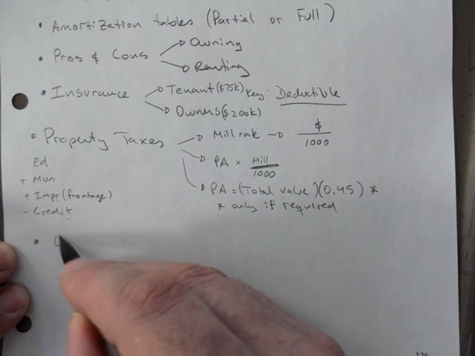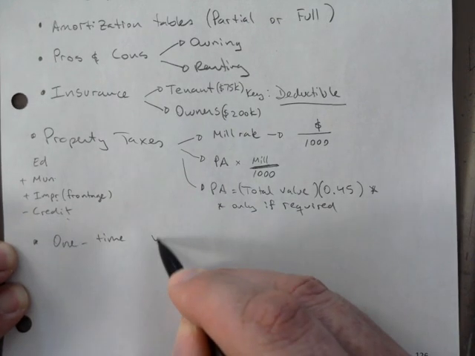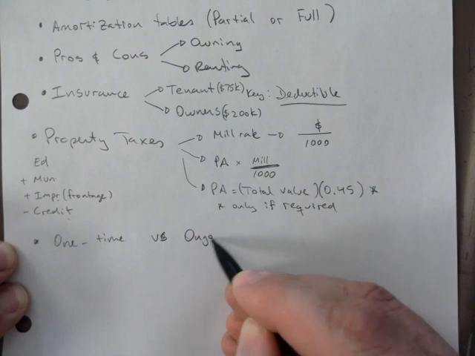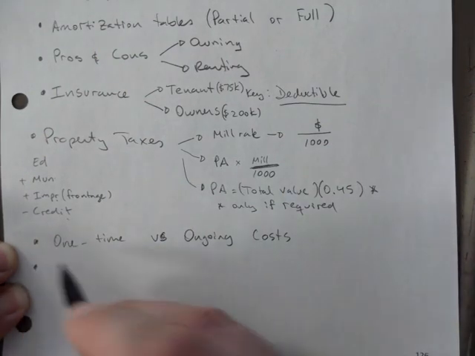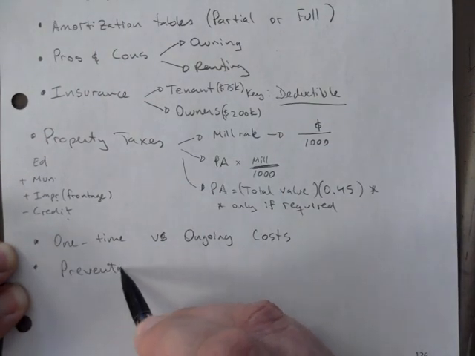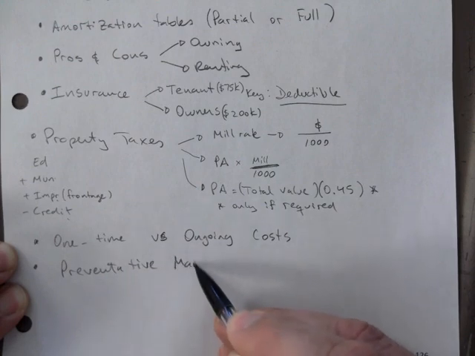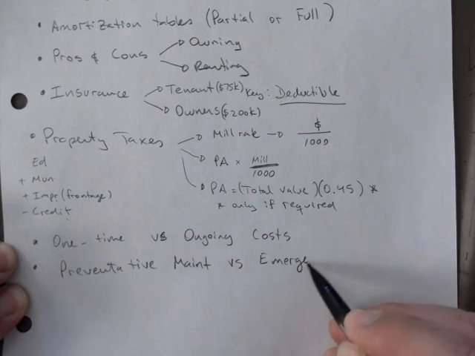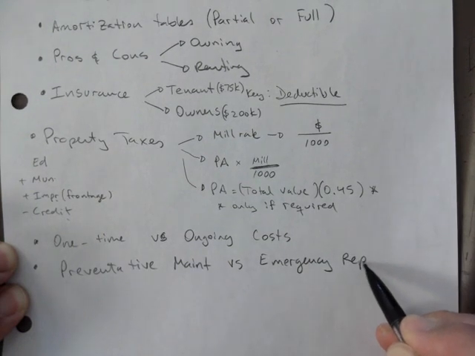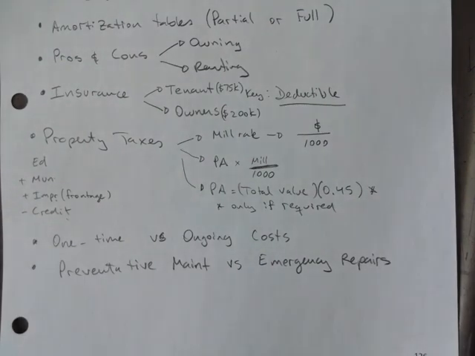Know some one-time versus ongoing expenses or costs. Know the difference between preventative maintenance versus emergency repairs. Give me 2 examples of preventative maintenance that you can do around the house. Don't tell me cut the grass. I've seen that.